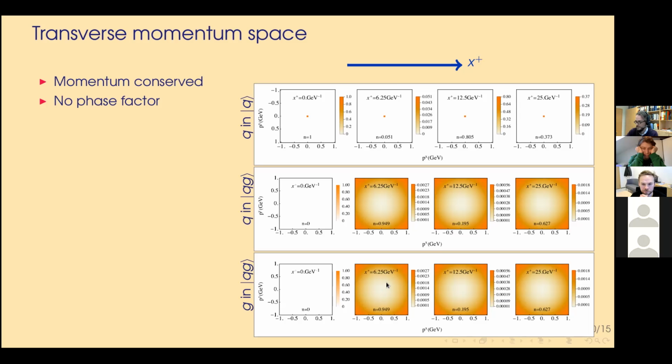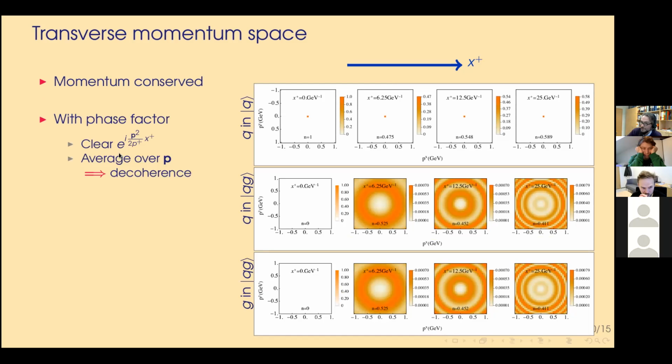So of course, these plots look exactly the same. When you include the phase factor, the phase factor basically gives you an exponential of p perp squared over p plus times x plus. And if you look at this at a fixed x plus as a function of p perp, it looks like this kind of a densening oscillatory pattern as a function of p perp at fixed x plus.